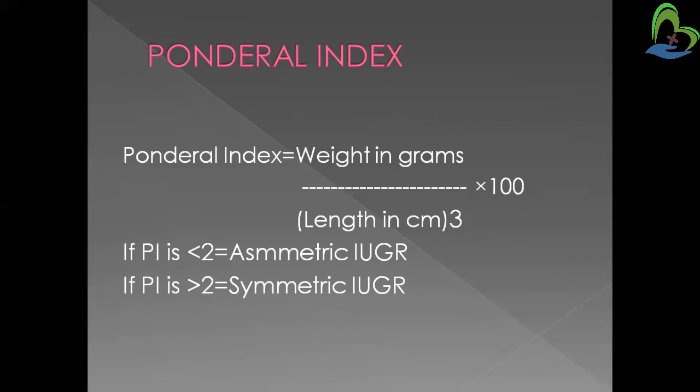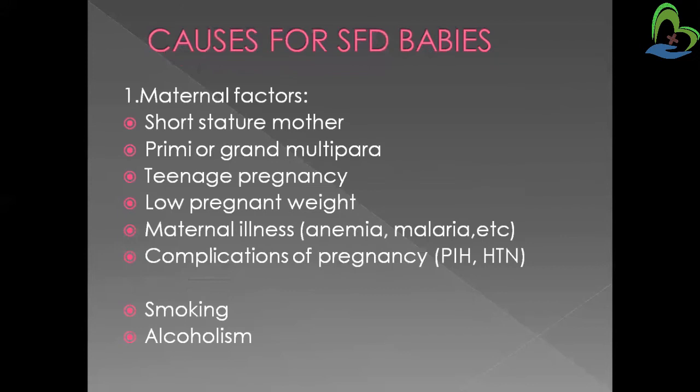So this formula is used, that is ponderal index, that is equal to weight in gram. We have to take the weight in gram, not in kg. Then we have to divide it by length in centimeter cube into 100. So if PI is less than 2, that is asymmetric IUGR, and if PI is greater than 2, that is symmetric IUGR. And if PI is greater than 2.5, then it indicates that it is term appropriate gestational age neonate.